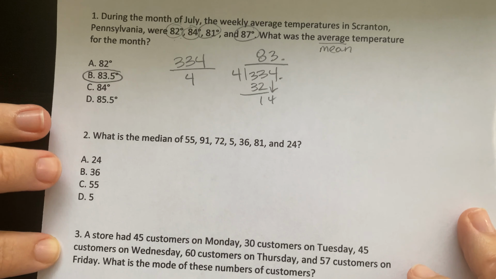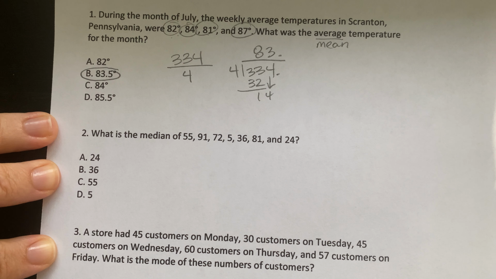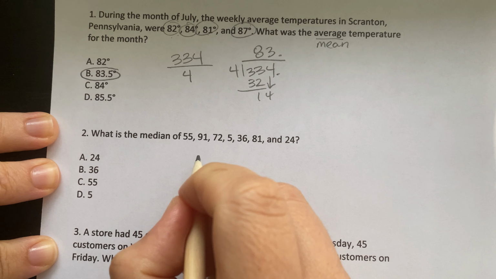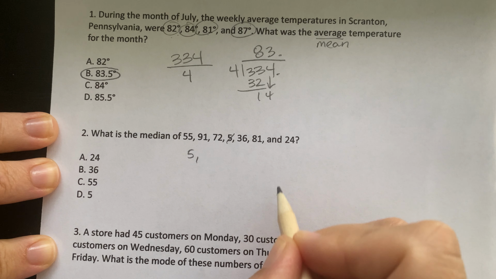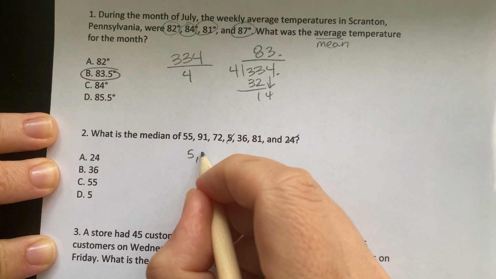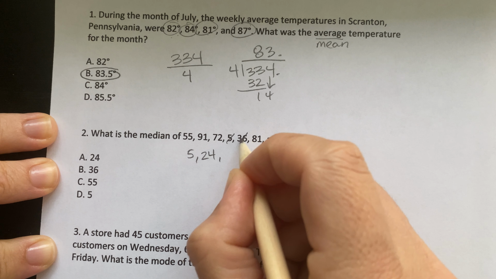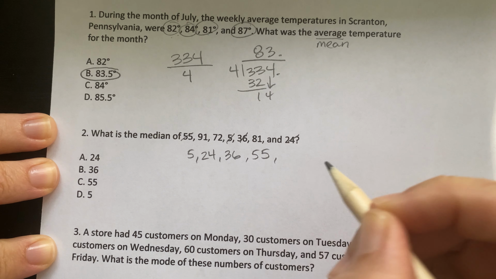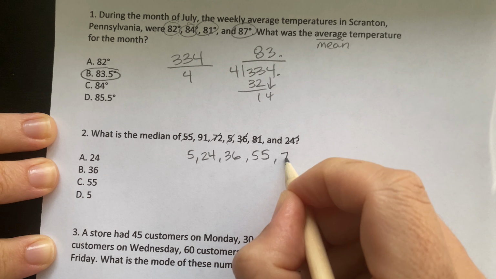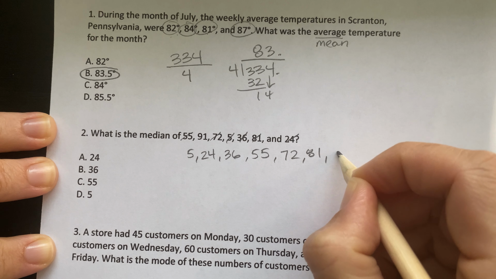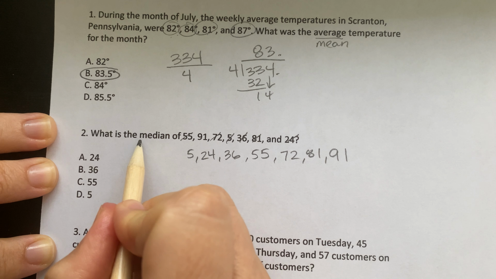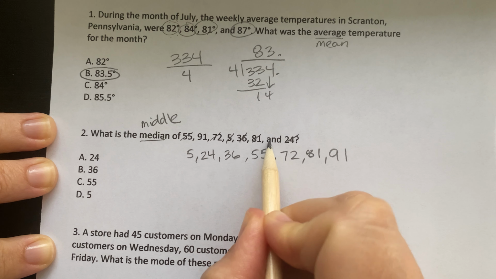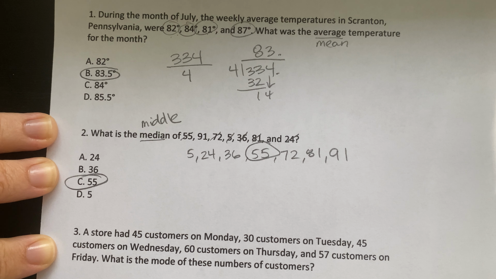All right, for number 2, we were looking for the median. So in this case, we had to put all these numbers in order from least to greatest. So I'm gonna start with that 5. The next number would be 24. The next number would be 36. And then we have 55. And then we have 72. And then 81. And then 91. So median means middle. So the number in the middle would be 55. So the answer is C.